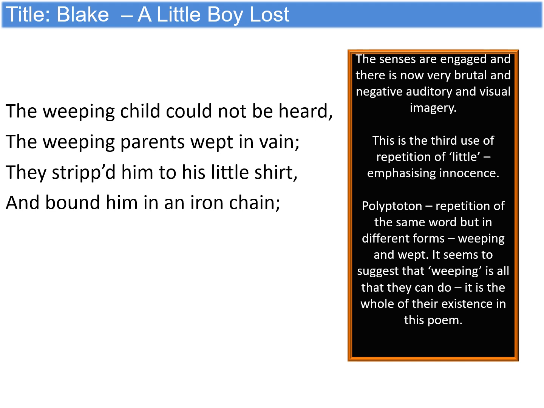Now, polyptoton is a technique which is repetition of the same word but in different forms, so weeping and wept is used here. It seems to suggest that weeping is all that they can do. It is the whole of their existence in this poem. The parents don't try to snatch their child back, they don't try to save their child. All they can do really is weep, but they weep in vain. It doesn't change anything, it doesn't save their child at all.